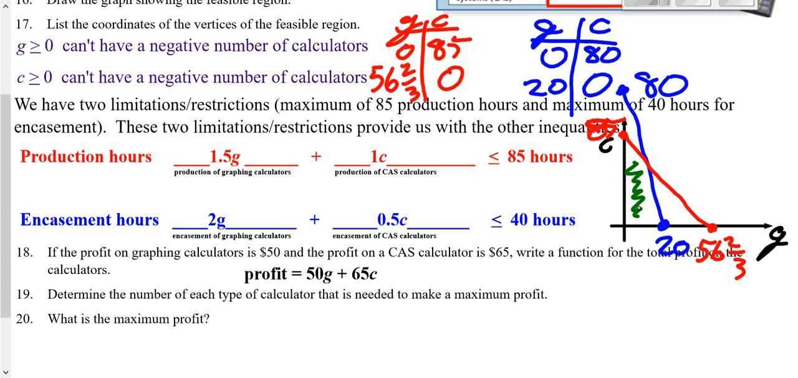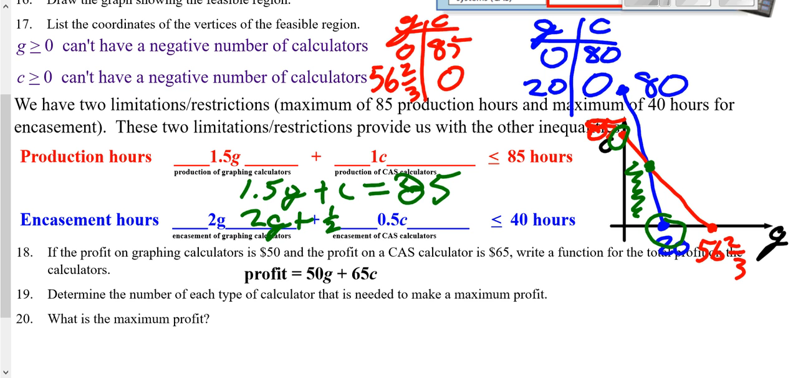I can find my corner points. Here's my one corner point. I already have that. Here's my other corner point. And then this corner point is just where the intersection of the two lines are, which is 1.5 G plus C is equal to 85, and then my other one down here of 2G plus 1/2 C is equal to 40. All we have to do is just solve that equation. Then we can plug all those corner points into the profit and answer the question.